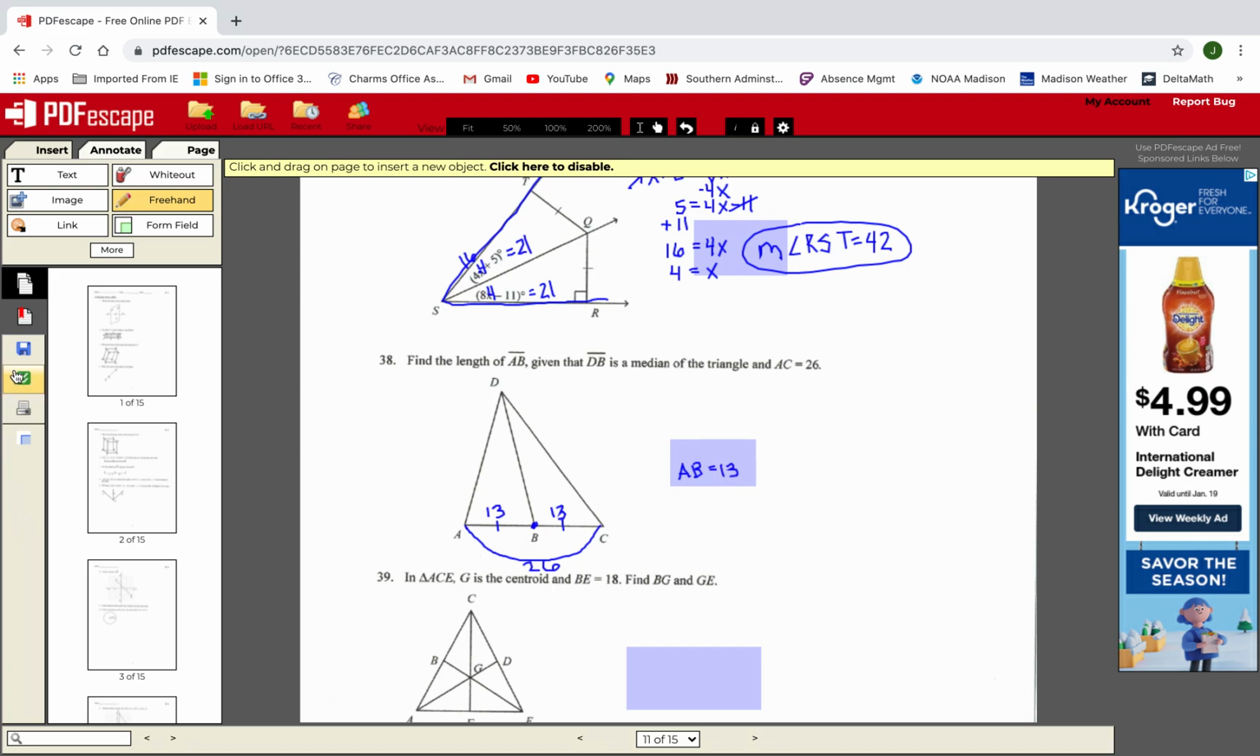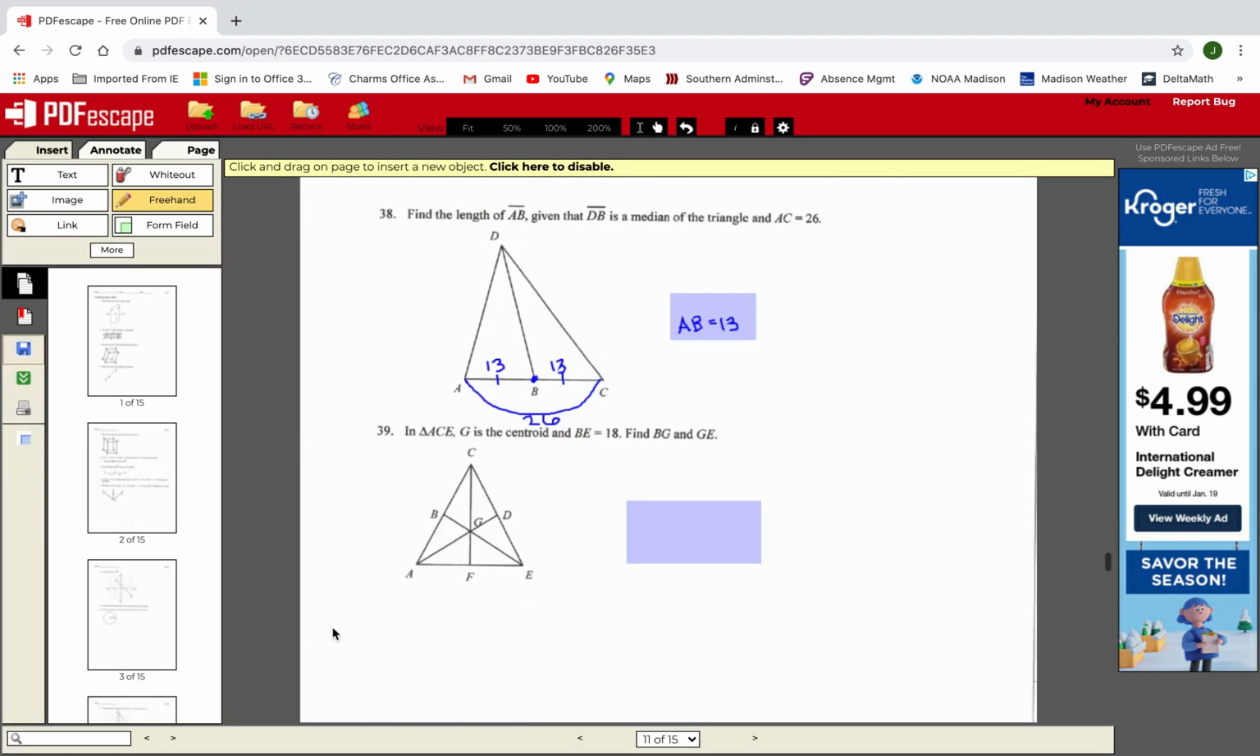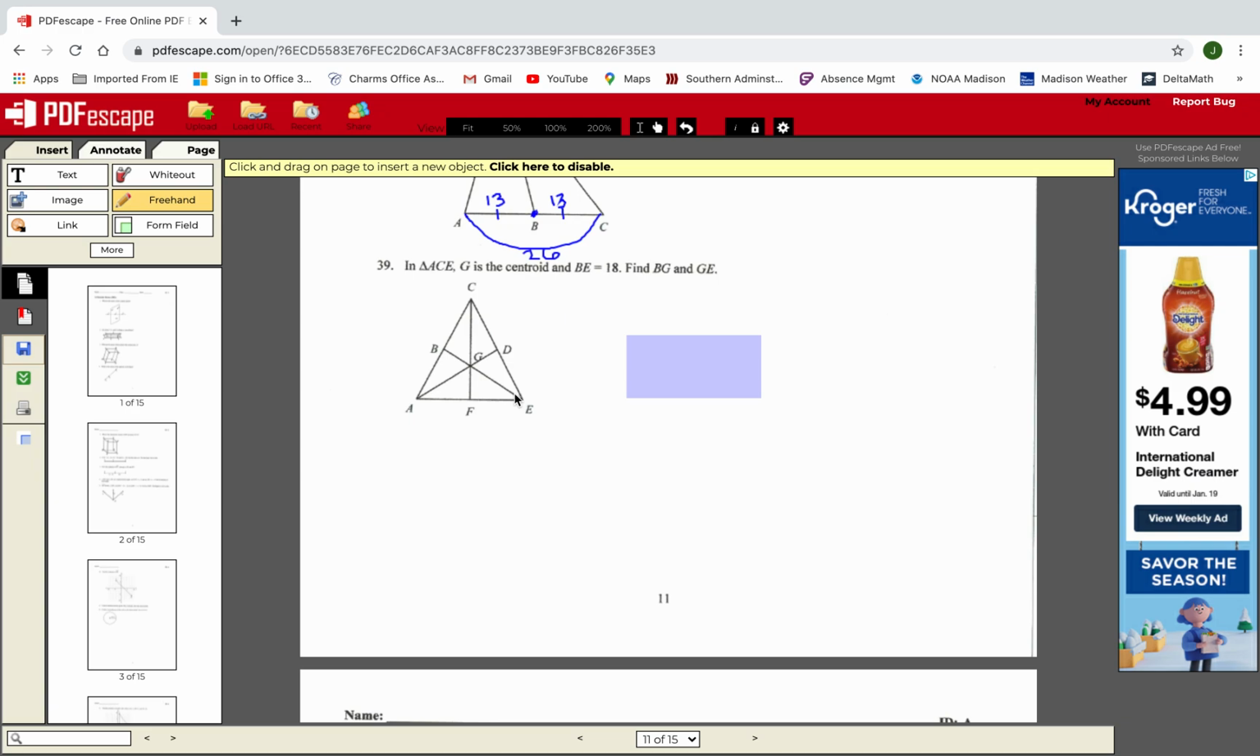Okay. 39. In triangle ACE, G is the centroid. Remember, the centroid is what cuts those medians into a 2/3 and a 1/3 piece, a short piece and a long piece. This tells you that BE in its entirety is 18. So if we divide 18 by 3, we get 6, which means our short piece is 6 and our long piece is 12. 6 is 1/3 of 18, 12 is 2/3 of 18. And that's what it wants. It wants the length of those pieces. So BG is 6 and GE is 12.